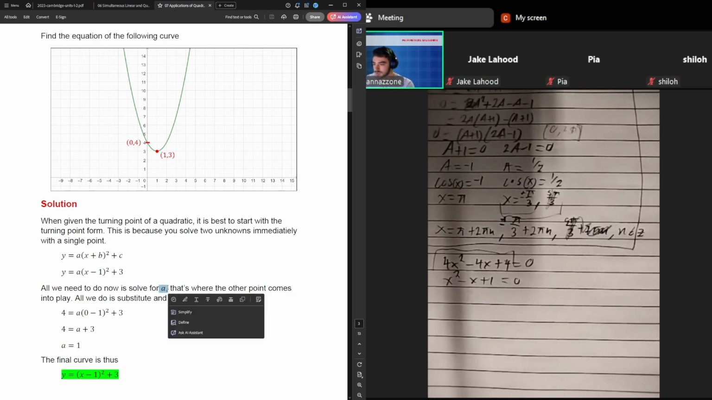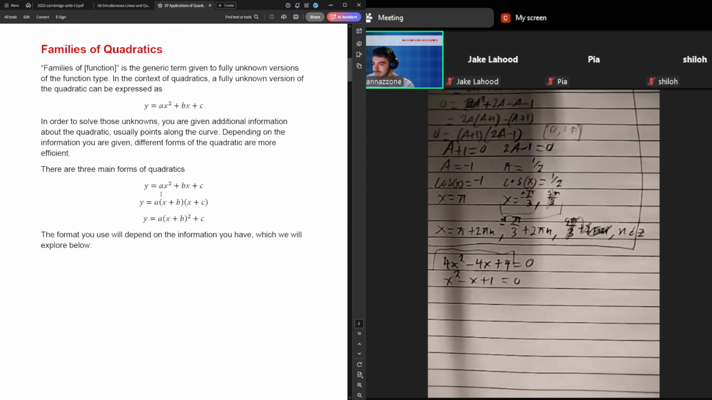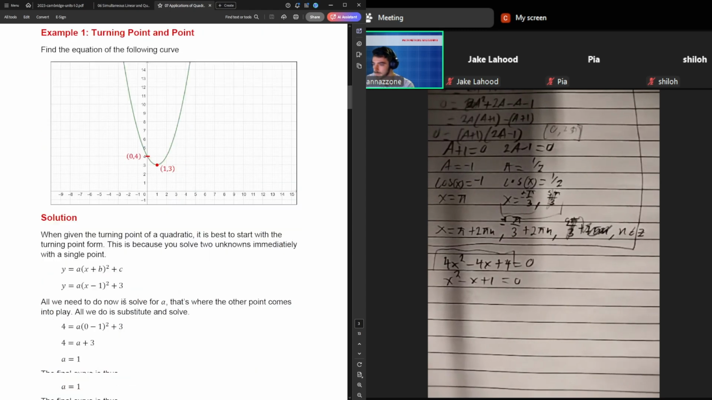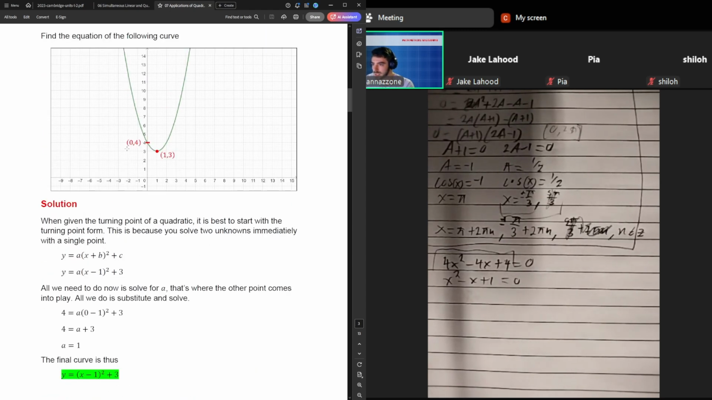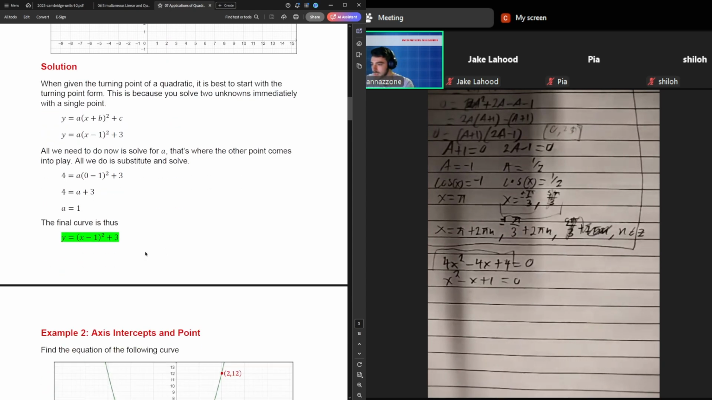So all we're doing from here is solving for a. It doesn't matter what form of the quadratic you use, you'll always have this a out the front of it. The way we solve for a is always by subbing in the additional known point, whatever that happens to be. So in this case, it's 0, 4: y value of 4, x value of 0. Simplify, simplify, simplify, a equals 1. So when you put it all together, you just replace a with 1, or in this case nothing because we don't actually write ones, and that gives you the final equation for the curve.